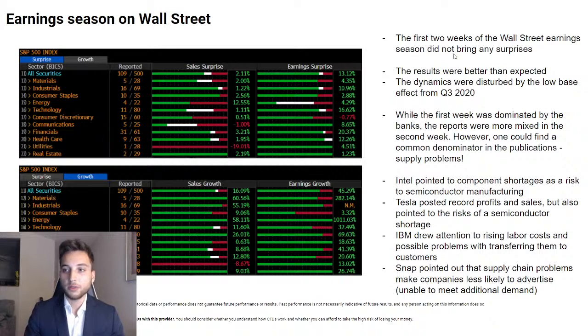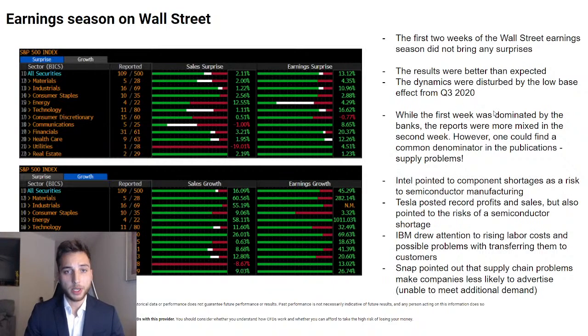So the first 2 weeks of Wall Street earnings season did not bring really any surprises. The results were better than expected. The dynamics were distorted by low base effect from Q3 2020. So that's the thing, is we're comparing back to a year ago, which was September, or basically Q3 of 2020, which was right after the first reopening, let's say, and that is a very strange or a very difficult period to compare to because it was such a unique circumstance that now anything you compare to it almost is going to look amazing. But it's important to point out that we have had positive results for a lot of these companies.